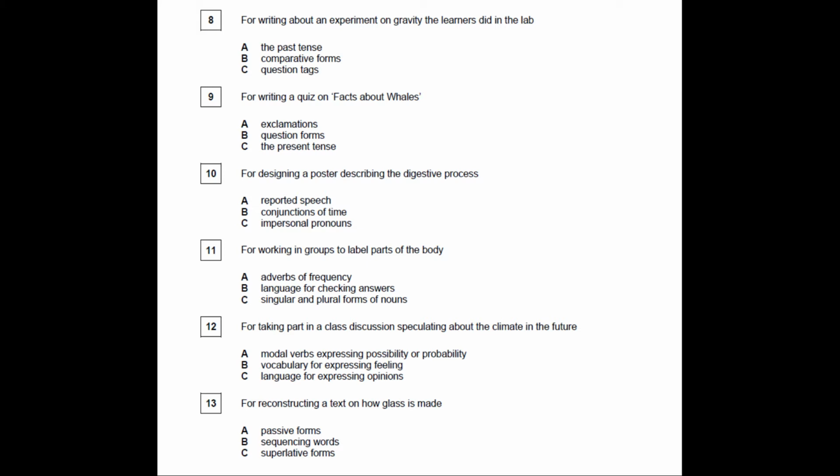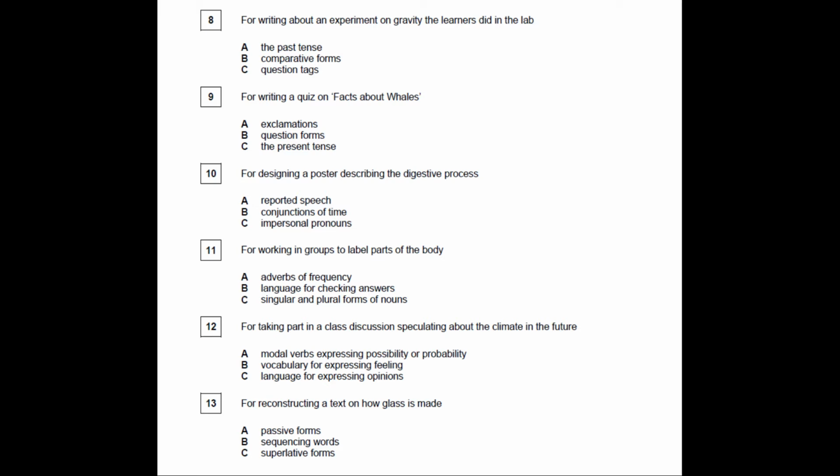Number 9. For writing a quiz on facts about whales, we need question forms and the present tense. We do not need exclamations. Number 10. For designing a poster describing the digestive process, we need conjunctions of time and impersonal pronouns. We do not need reported speech. For working in groups to label parts of the body, we need language for checking answers and singular and plural forms of nouns. We do not need adverbs of frequency.